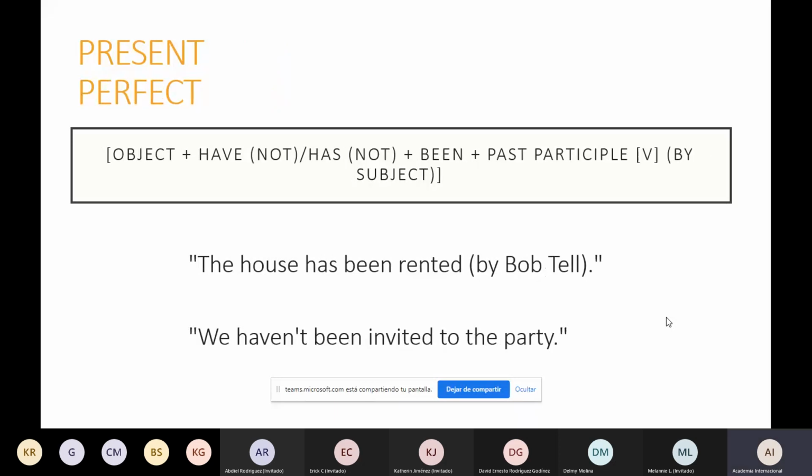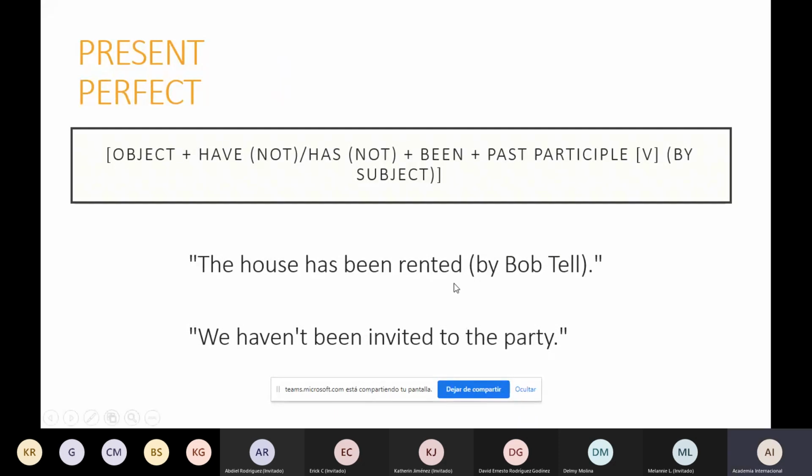The present perfect, the house has been rented. La casa ha sido rentada. The house has been rented by Bobtail in this case. We haven't or we have not been invited to the party.